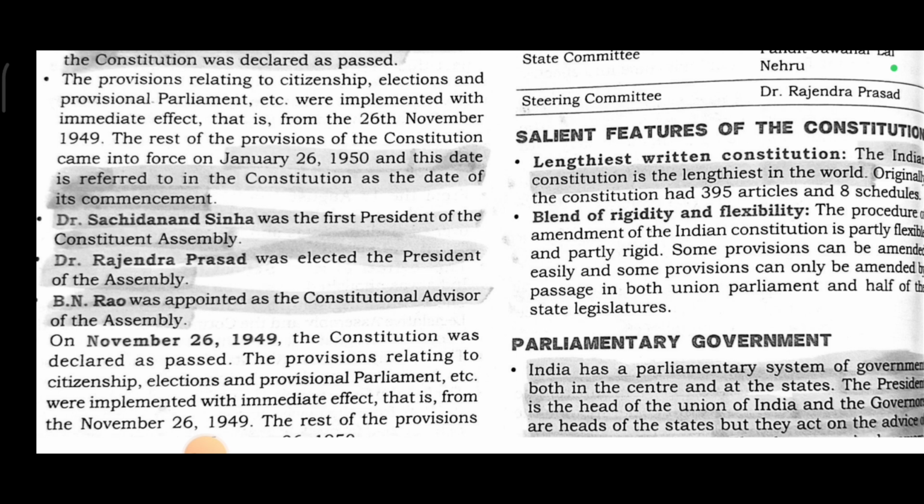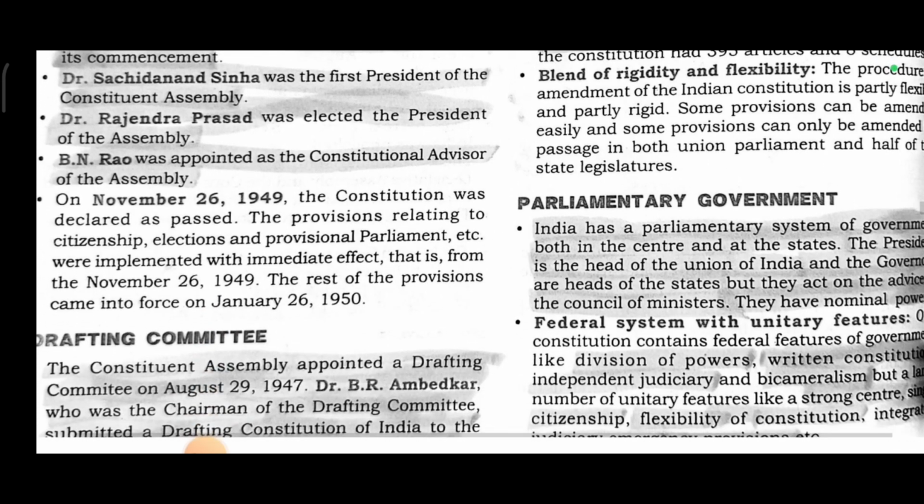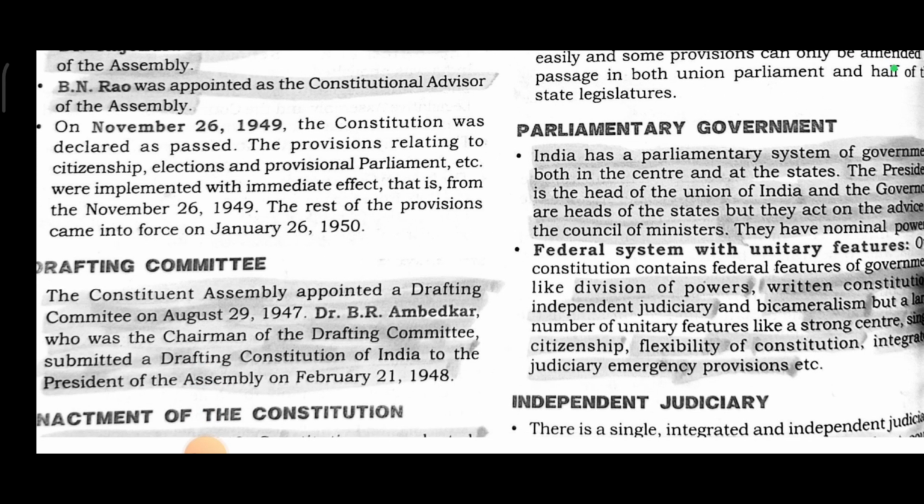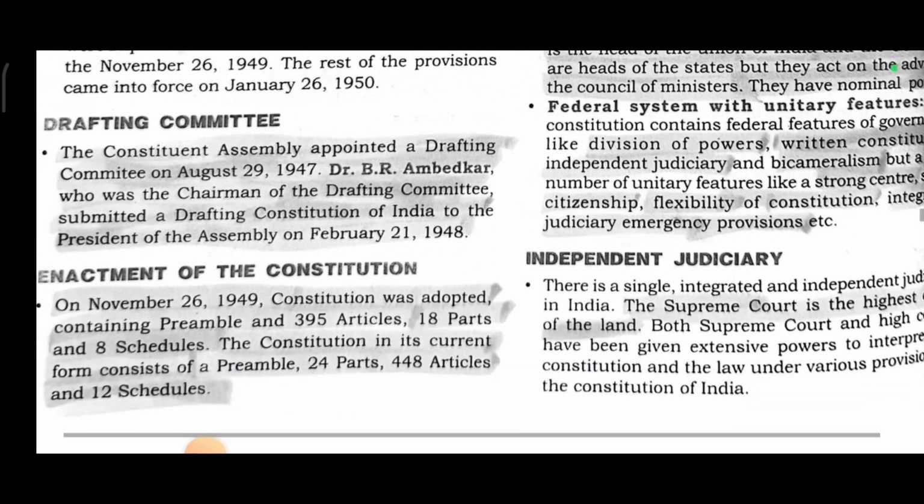Dr. Sachchidananda Sinha was the first President of the Constituent Assembly. Dr. Rajendra Prasad was elected the President of the Assembly. B.N. Rau was appointed as the Constitutional Advisor of the Assembly. On November 26, 1949, the Constitution was declared as passed. The provisions relating to citizenship, elections, and provisional parliament, etc., were implemented with immediate effect, that is, from November 26, 1949. The rest of the provisions came into force on January 26, 1950.